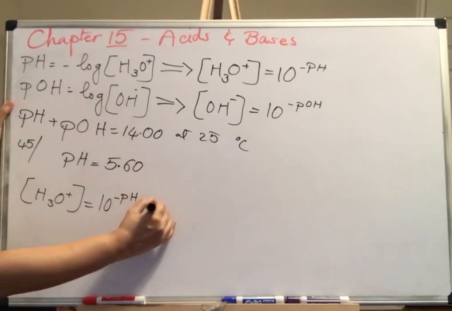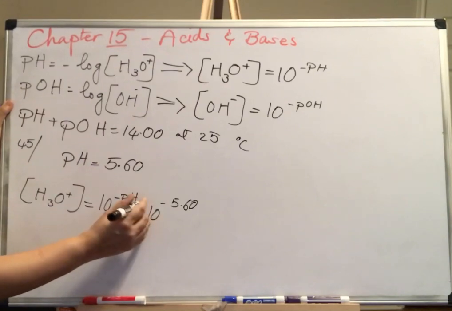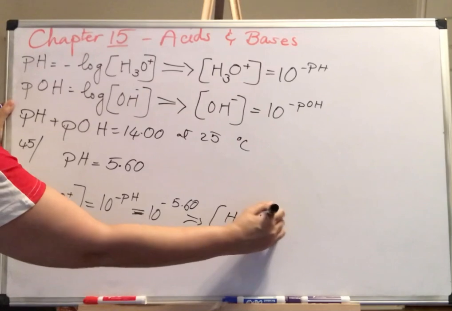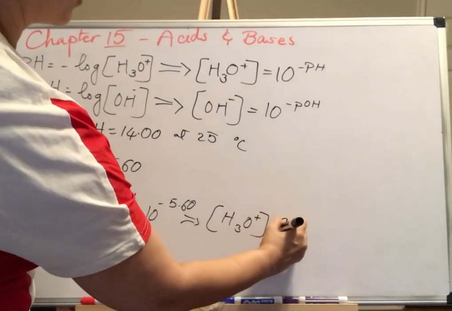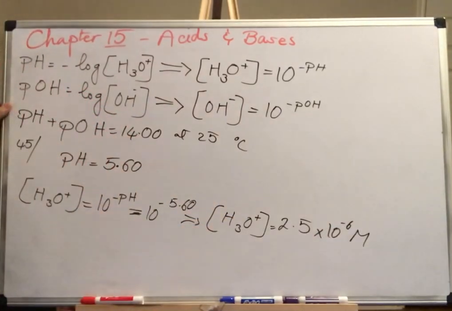So it's 10 to negative 5.60. And put it in your calculators. What would be the concentration of H3O? Tell me. It would be 2.5 times 10 to negative 6 molar.